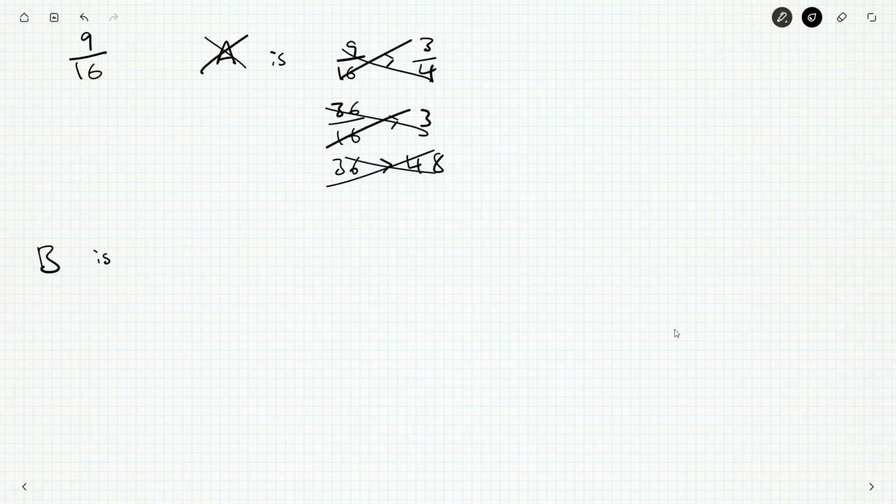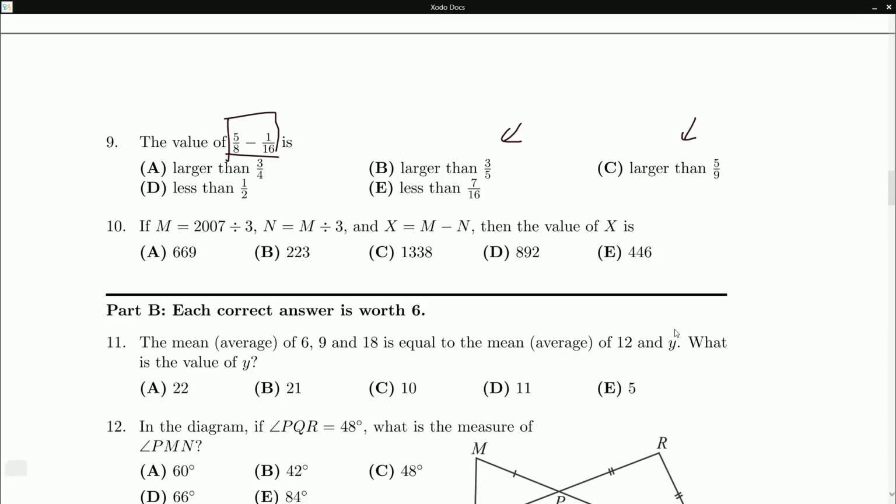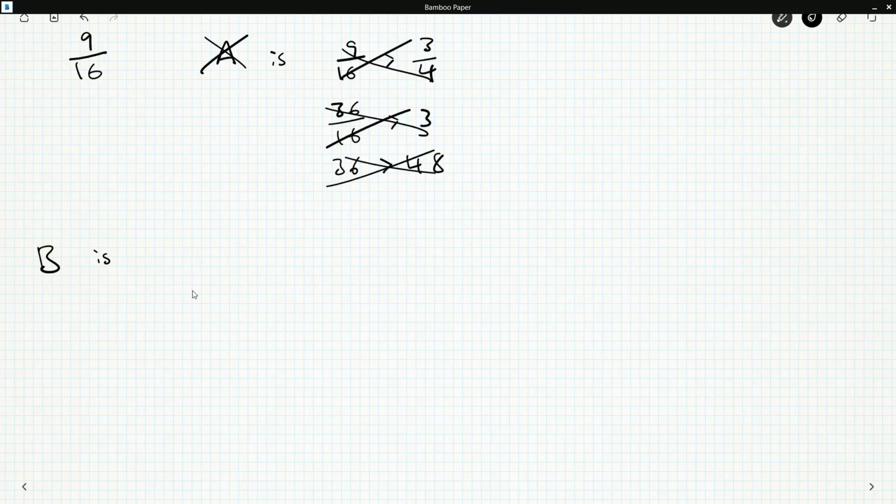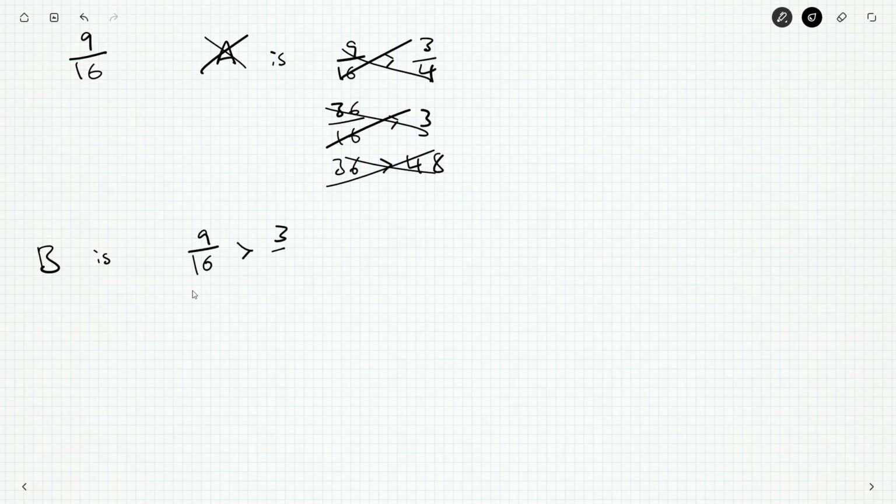So B would be, what was B? It's larger than 3/5. So let's ask ourselves, is 9/16 greater than 3/5? Well, we can do the same sort of cross multiplication. We can do it all in one step too. And ask, 9 times 5 is 45. Is that greater than 3 times 16, which is 48? And again, that's not true, so our original guess must have been wrong. So B is not the right answer.